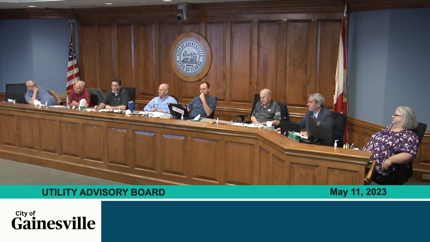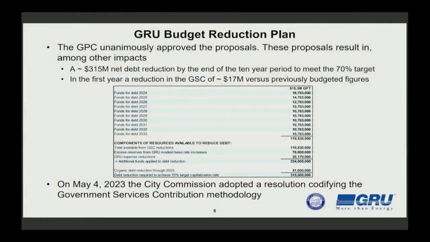Okay, thank you. So here are the pieces to the question you just asked, Chair. First off, the General Policy Committee unanimously approved the proposals, and what those proposals resulted in, among other things, was that $315 million net debt reduction over the next decade. There are several components to making up that $315 million. The first component is, like we were just talking about, about a $120 million reduction over the next 10 years in the payments that we will make to the general government, general revenue through the transfer.